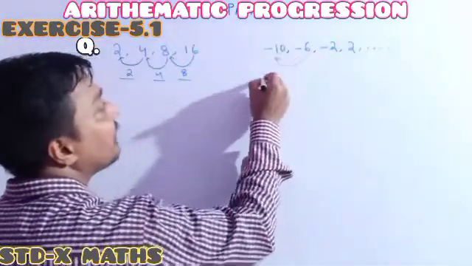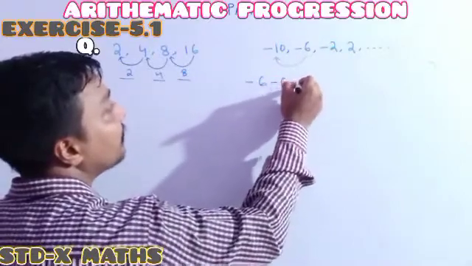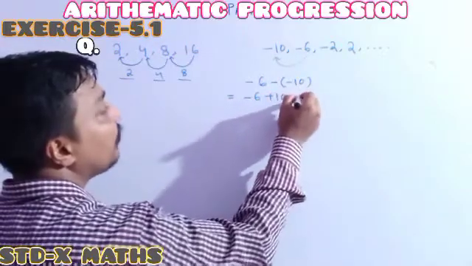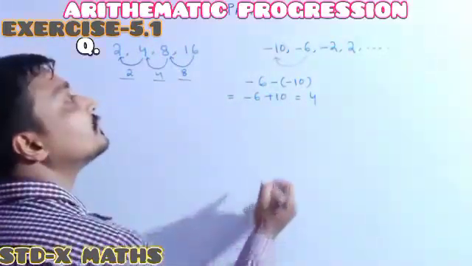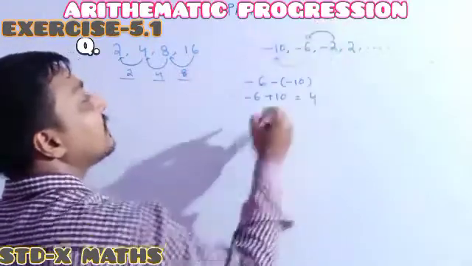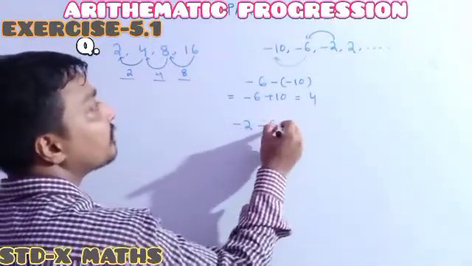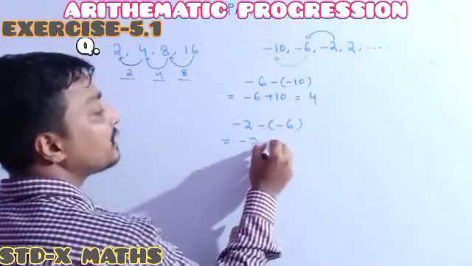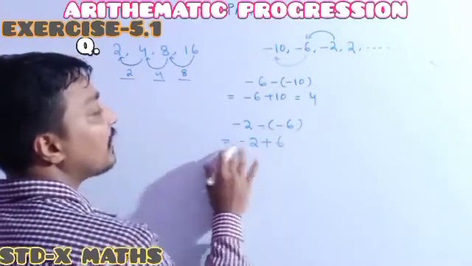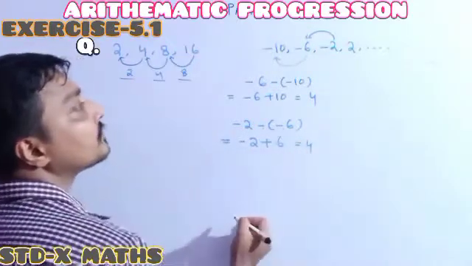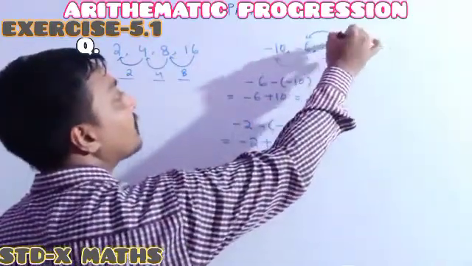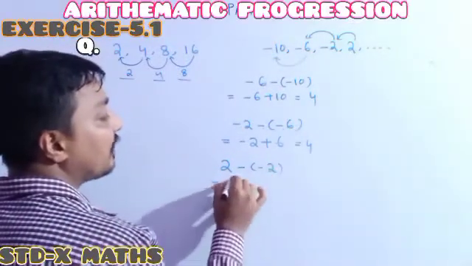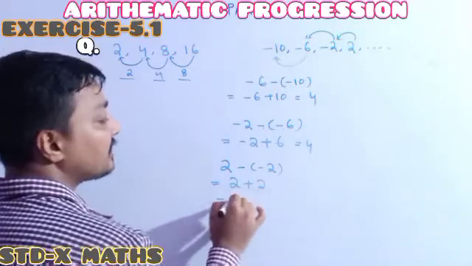See everyone, minus 6 minus of minus 10, which means minus 6 plus 10, which is 4. Next one, minus 2 minus of minus 6, which is minus 2 plus 6, which is 4. And here it is 2 minus of minus 2, which is 2 plus 2, which is 4.